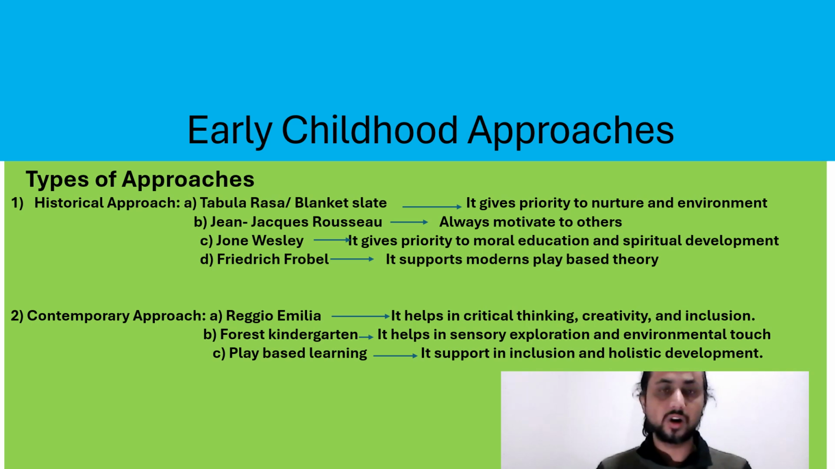These slides belong to the early childhood approaches. There are two types of approaches: historical and contemporary approaches. In historical approaches, there are tabula rasa, blank slate, Jean-Jacques Rousseau, John Wesley and Frederick Froebel. The tabula rasa gives priority to nurture and the environment. Jean-Jacques Rousseau always motivates others. John Wesley gives priority to moral education and spiritual development. And Frederick Froebel supports the modern play-based theory.